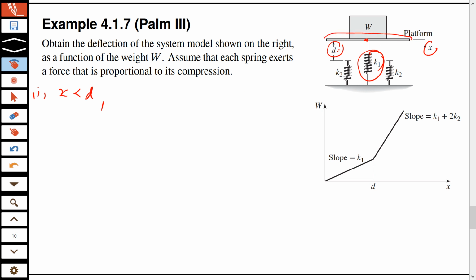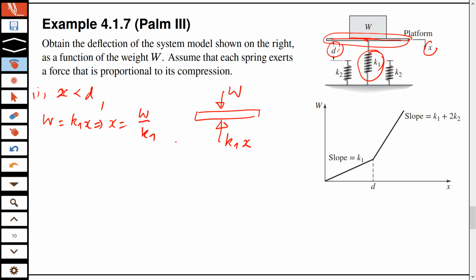If I have a free body diagram for this massless point, one external force is W. The other external force on this body is the spring force, which is K1x. I'm writing K1x because I know that x is by assumption less than d. जब तक x less than d है, तब तक K2 का कोई force नहीं आएगा इस पे, क्योंकि वो contact ही नहीं है तो force कहाँ से आएगा? So if I now apply Hooke's law here, I will have W equals K1x, which means x equals W over K1, if x is less than d.